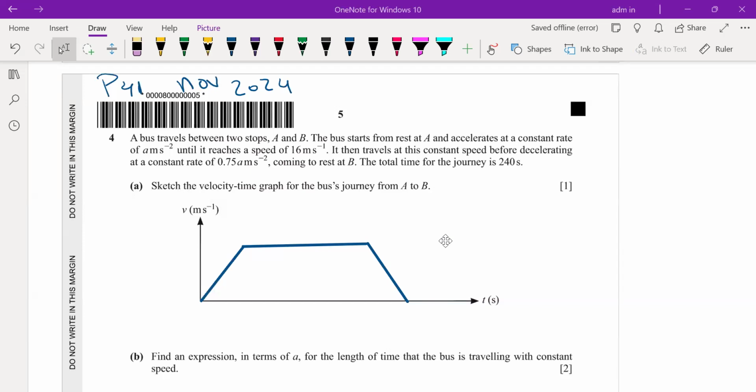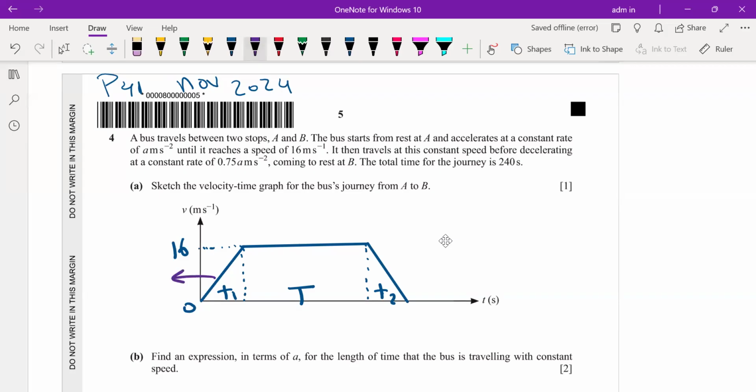Starting from rest, reach velocity 16. This duration time is not given. This deceleration time is T2, and this time is T. The acceleration for this part is A.